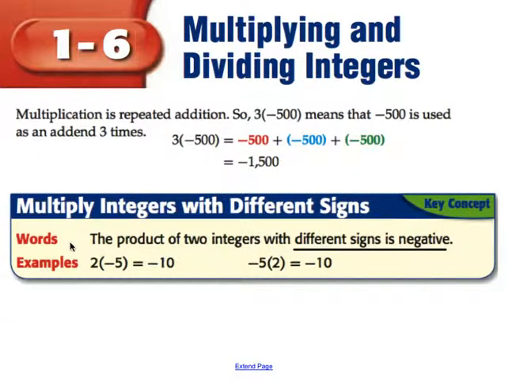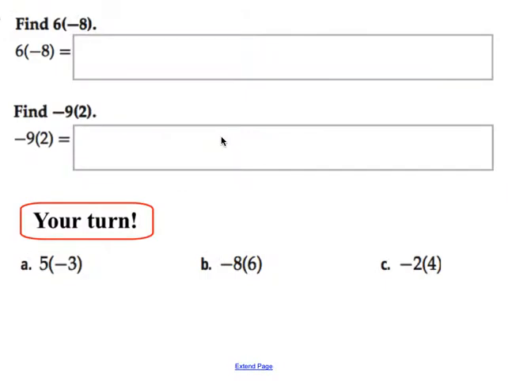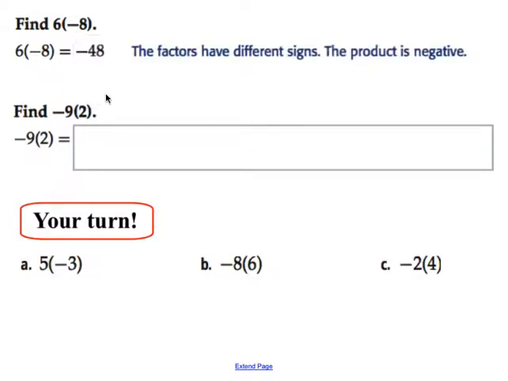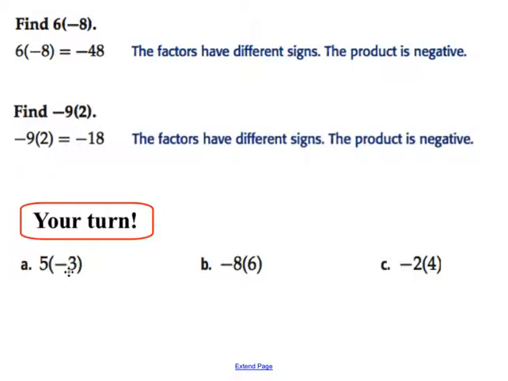So our first rule for signs, when we're multiplying integers with different signs, then our answer is negative. Okay, so we said 3 is positive, negative 500 was negative, our result was negative. So when their signs are different, then we have a negative answer. Here are some examples for you. 6 times negative 8, our signs are different, so we should get a negative answer, and it's negative 48. Negative 9 times 2, again, different signs, so we should get negative 18.